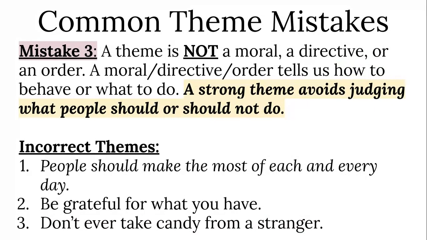All right, mistake number 3. Mistake number 3 is that themes are not a moral, a directive, or an order. So you may be asking, what the heck does that mean? What this means is a moral or directive or an order tells us how to behave or what to do. So it might say, don't go into a stranger's house. Okay, that is a directive. That's an order. That's telling us what not to do.